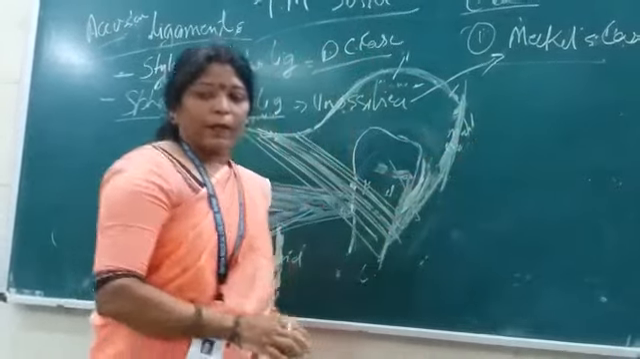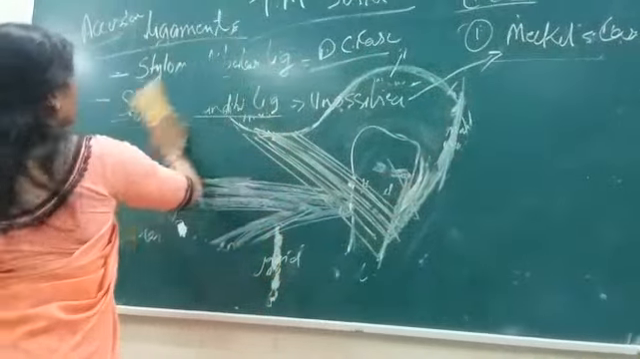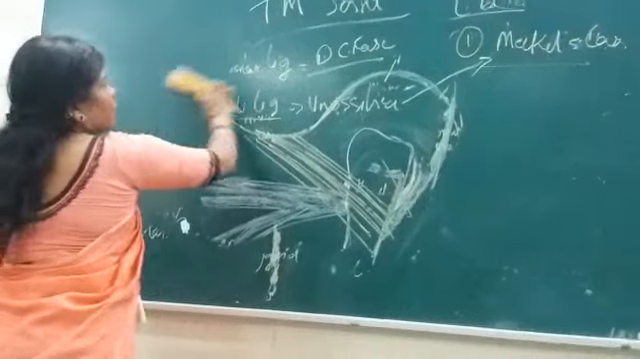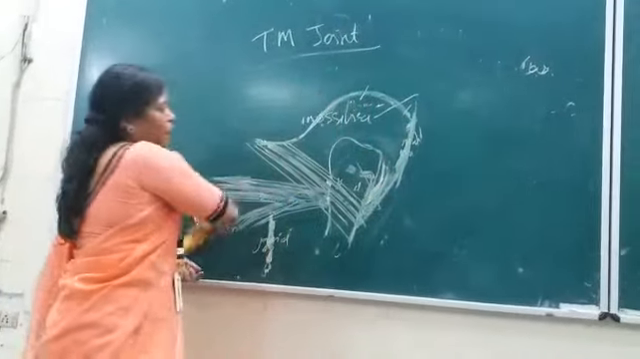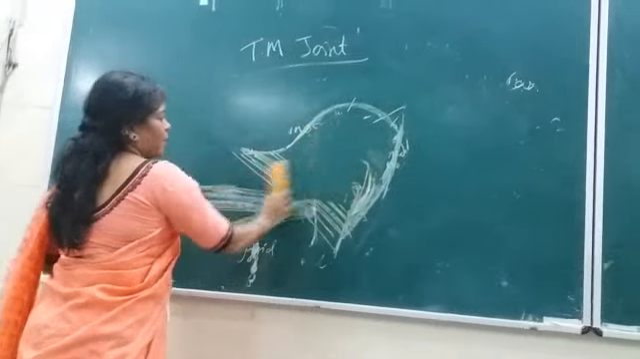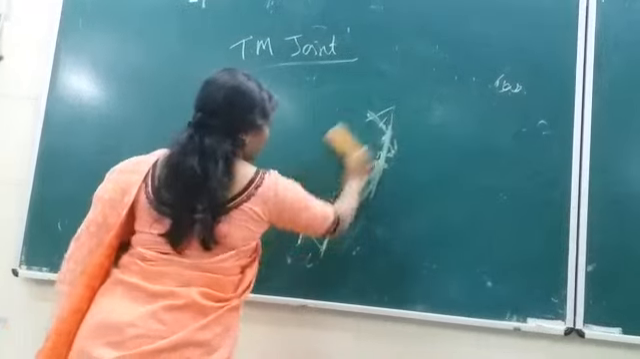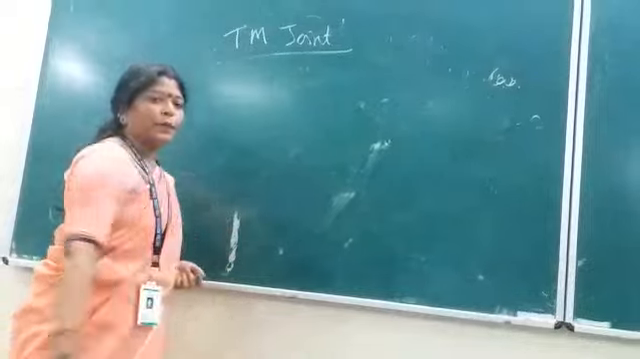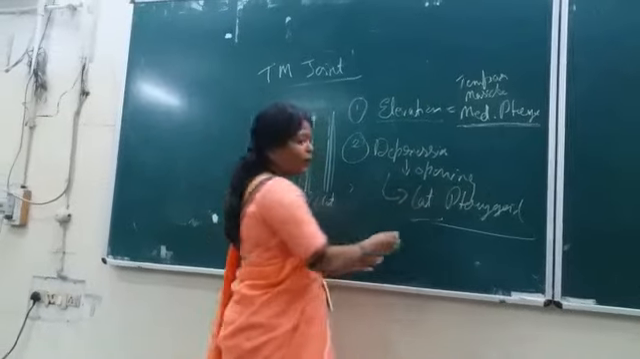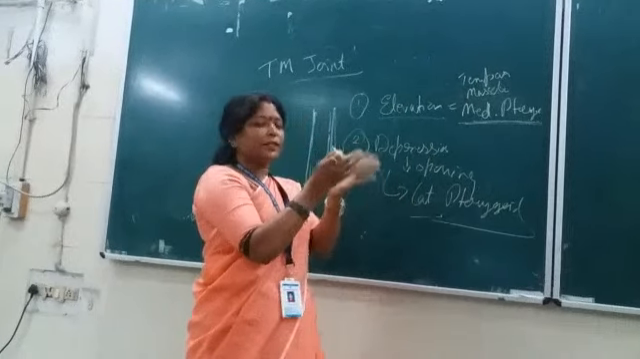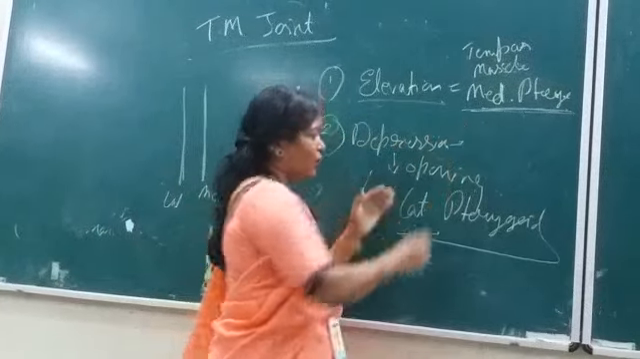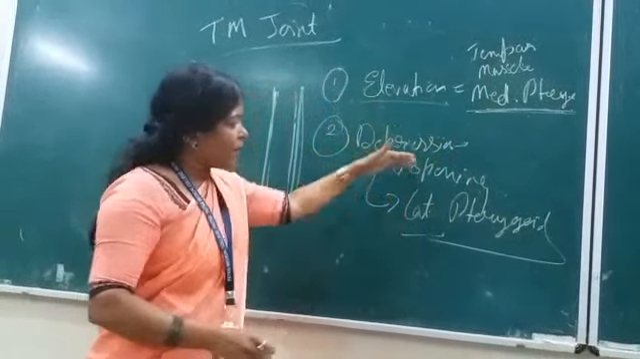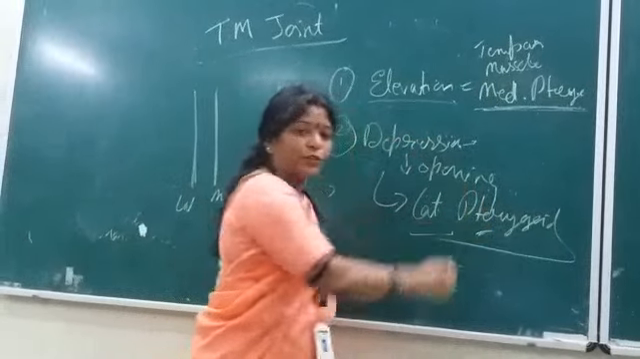Now, so these were the 4 ligaments of the temporomandibular joint. Now the muscles. That means this action, the opening or depression of the lower jaw at the TM joint, is done by which muscle? That is the lateral pterygoid.